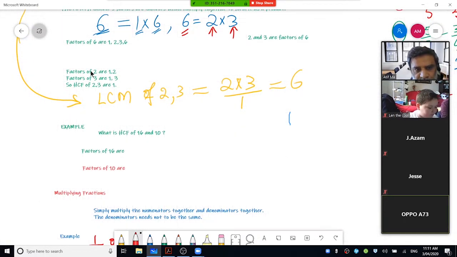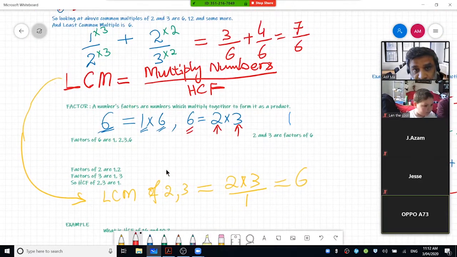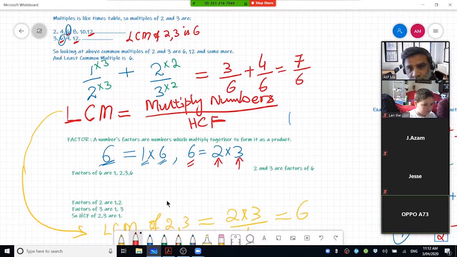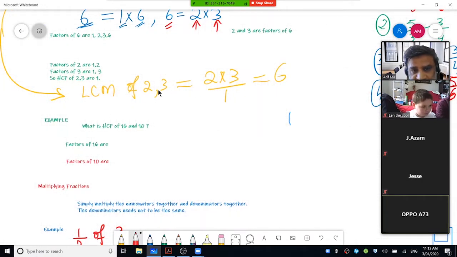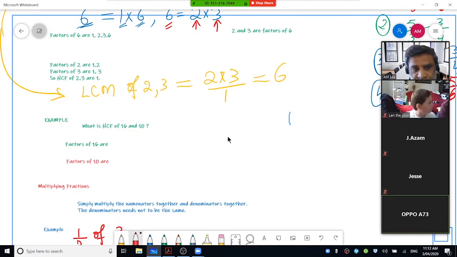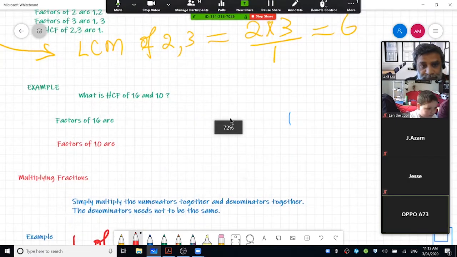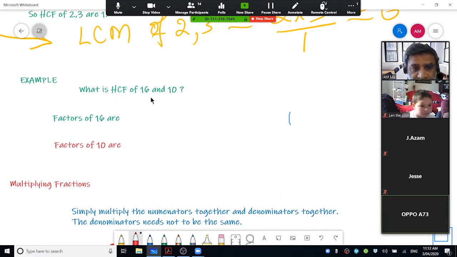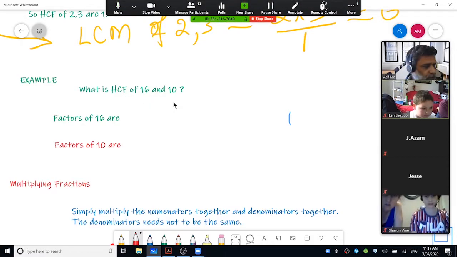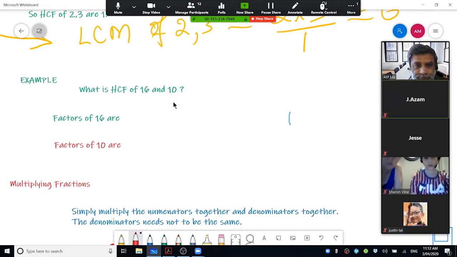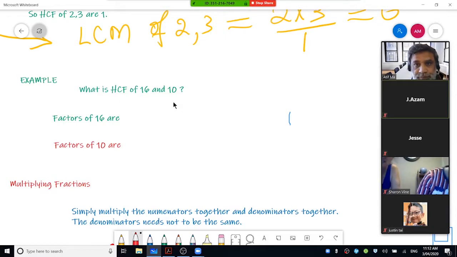Similarly, in the last example we converted to 6, which was the least common multiple. So we would do that here also. You find the LCM by multiplying the numbers and dividing by their highest common factor. So that's the question you have to do now. Can you tell me what is the highest common factor of 16 and 10?